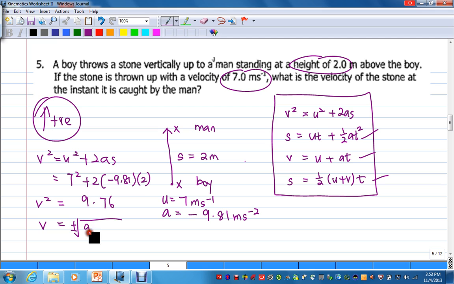so you end up with plus or minus 9.76. Before we write the answer, we will have to decide what is the direction of the velocity when the stone reaches the man, which is 2 meters above the ground. The stone should still be going up at the instant when the man catches the stone. That is to say that the velocity should be positive. So we will have to reject the negative value.